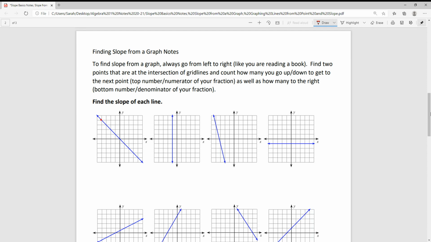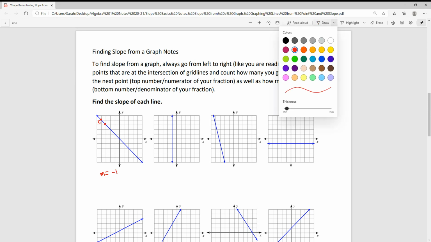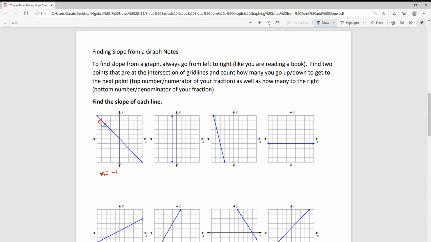So I'm going to pick this point right here and then follow my line until I find another one, this point right here. As we can see, the slope is going down as we go to the right, so it's going to be a negative slope. So my M, or my slope, is going to be how many I went down. So I went down 1. And then how many I went to the right. I went to the right 1. So my slope is negative 1 over 1. You can leave it like that, or you can say, okay, negative 1 divided by 1 is just negative 1. You could just say M equals negative 1 instead.